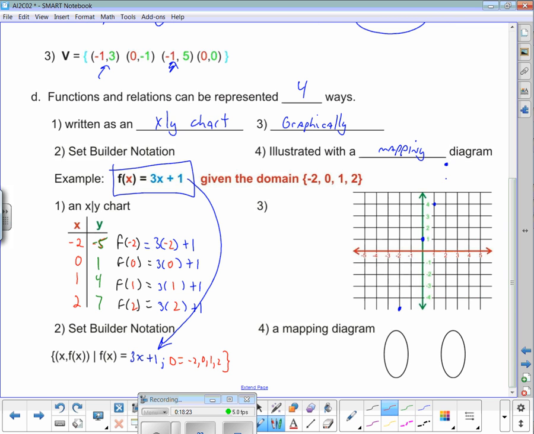All right, and then the last is a mapping. Again, remember, one is the domain, the other is the range. What's the domain? -2, 0, 1, 2. List the range, -5, 1, 4, 7, and map them. Now it's really easy to tell if it's a function from a mapping diagram because you'll only have one arrow coming out of any given domain element. If 2 arrows come out, then it's not a function. Let me show you what I mean.